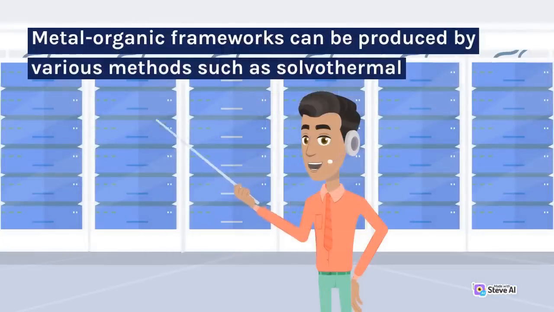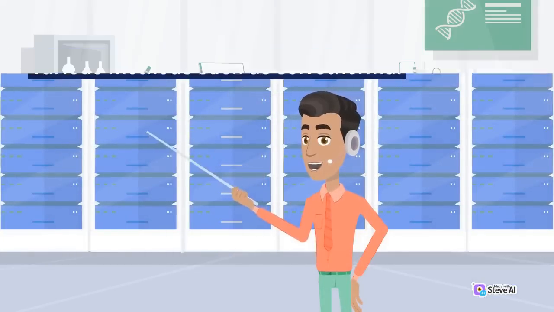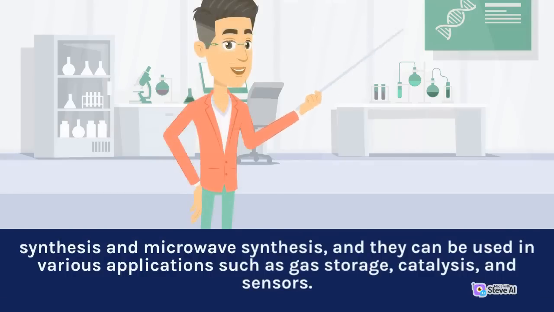Metal organic frameworks can be produced by various methods such as solvothermal synthesis and microwave synthesis, and they can be used in various applications such as gas storage, catalysis, and sensors.